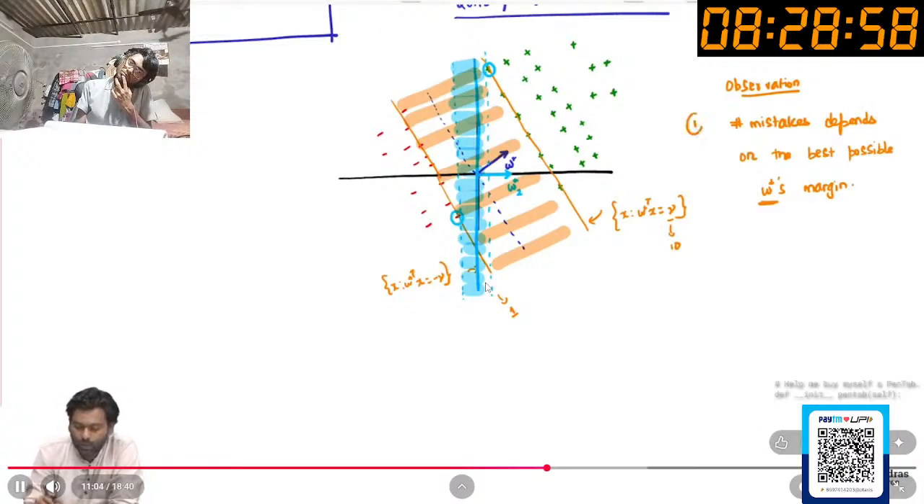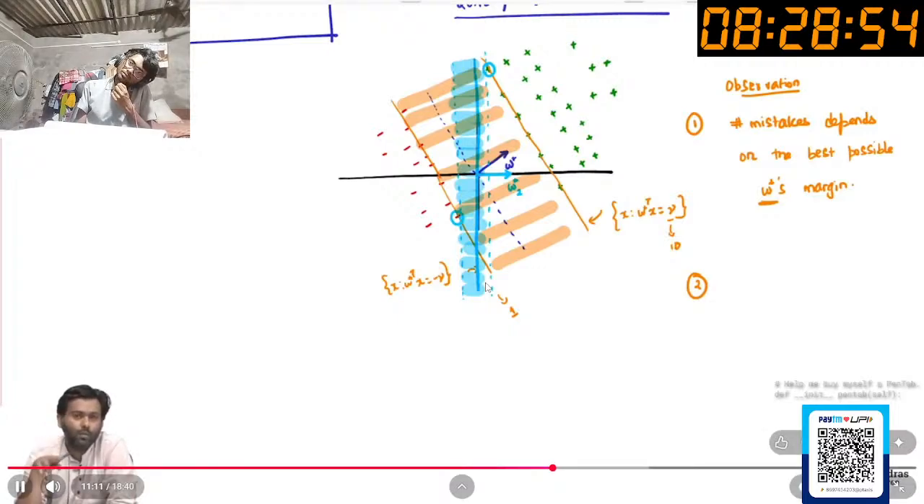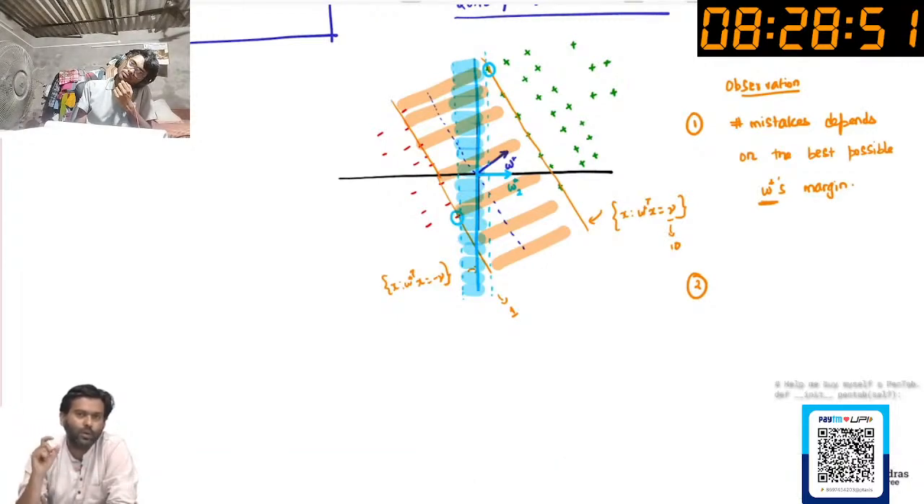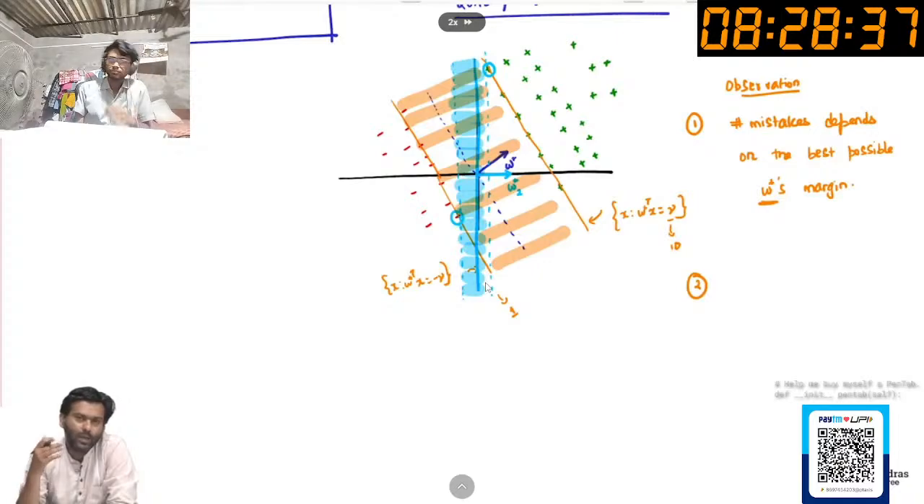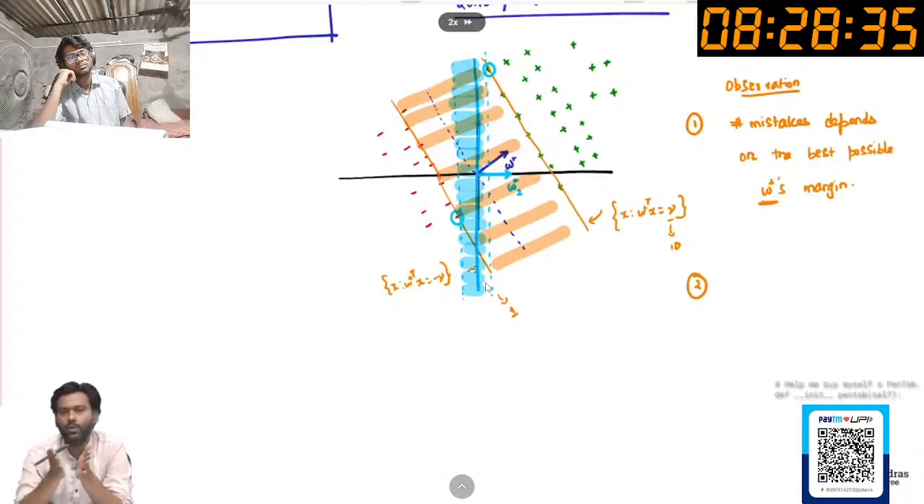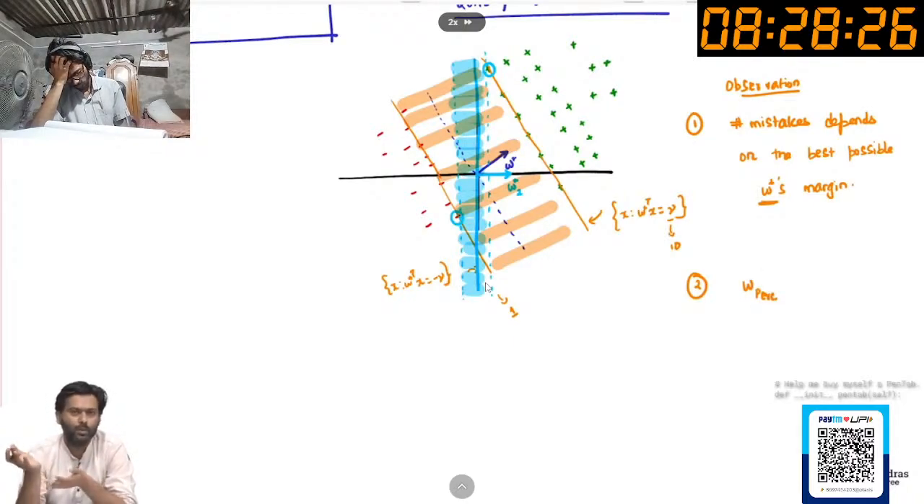This is observation 1. Observation 2, though, is very important in the sense that though the number of mistakes is going to depend on the W star which has the largest separation margin, the W that perceptron is going to output at the end need not necessarily be that W star which separates the data with the largest margin, right? So why is that? Because there is nothing in the algorithm that is really driving it towards finding that W star. So let's call the W that the perceptron outputs W perceptron, W PERC. This is what perceptron outputs.